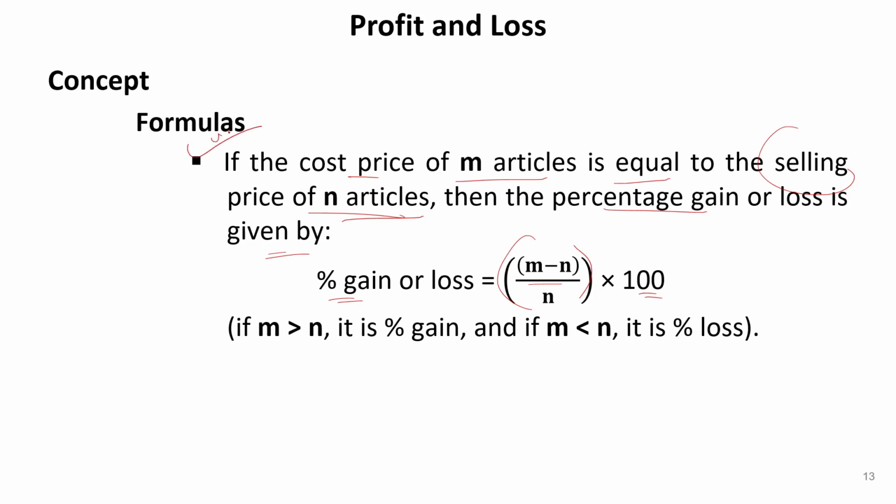Okay, this is a very important formula. So please remember this. If the cost price of M articles is equal to the selling price of N articles, then the gain percentage or loss percentage is equal to (M minus N) whole by N into 100. Here M is the number of articles bought and N is the number of articles sold, and the cost price of M articles is equal to the selling price of N articles. If M is greater than N, it is called gain percentage, and if M is less than N, it is called loss percentage.